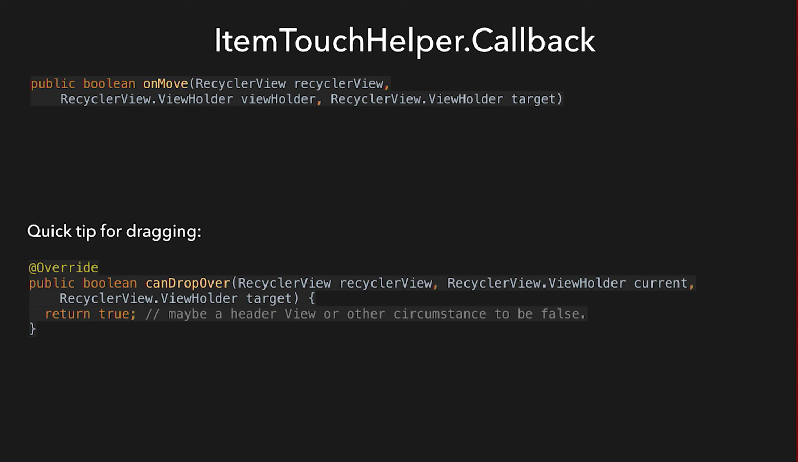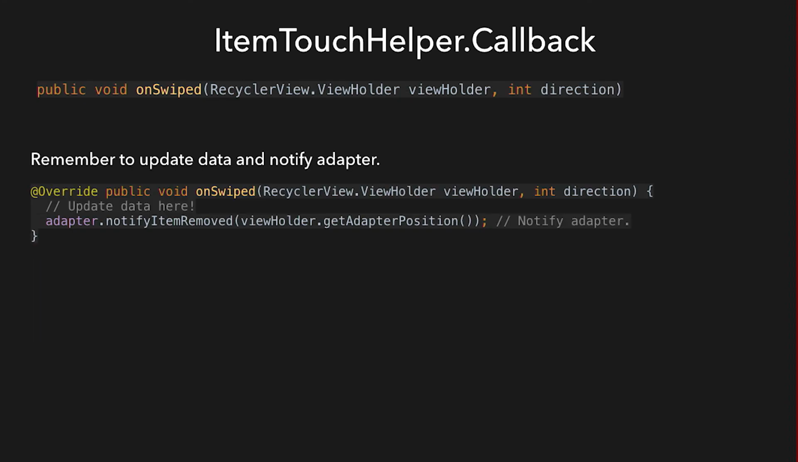And remember to update your adapter when you swipe, of course. So swiping has similar APIs here. Instead of onMove, you just have onSwipe. And if you've swiped and you've successfully dismissed something, again, your callback doesn't know about your adapter. You need to tell your adapter about the change.